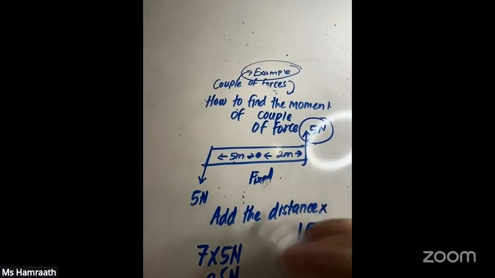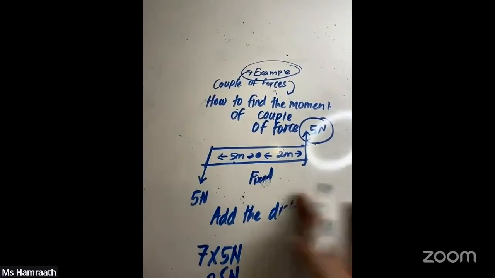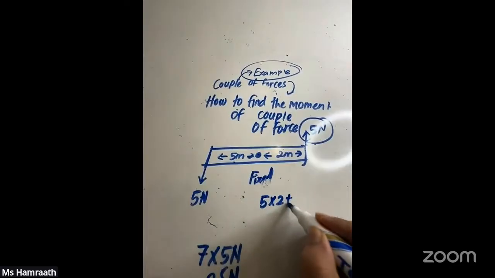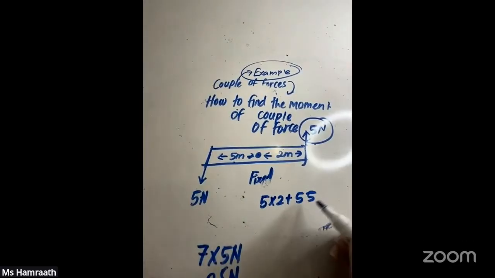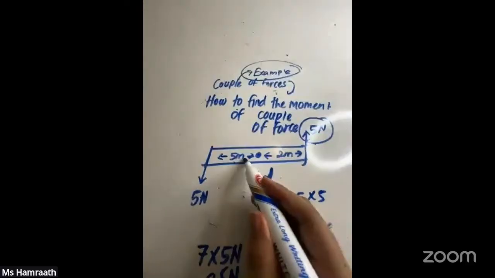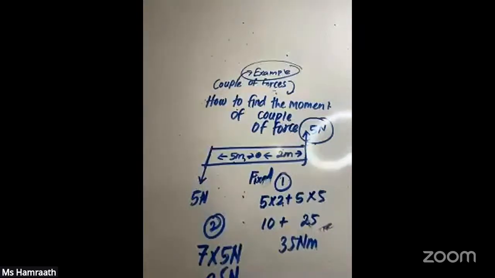So you can do it in another way. There's an alternative way also. 5 into 2 plus 5 into 5, you can do like this. So that means 5 Newton multiplied by 5 meter is 25, plus 10, you can take it as 35 Newton. These are the two methods we use to find the couple of force.